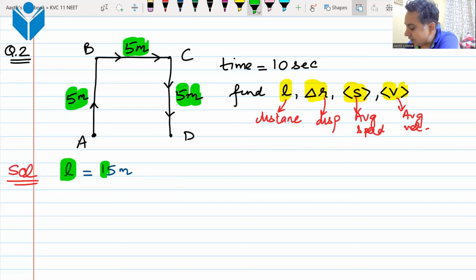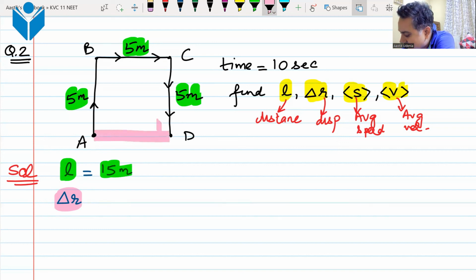Let us talk about the second thing. The second thing is the displacement. Can anyone tell me what is the displacement? Delta R. And I will color it with pink. Can you tell me what is the displacement? 5 meters. Yes, it is from A to D. You just have to tell me the length of this line. Very smart. That is 5 meters from A to D.